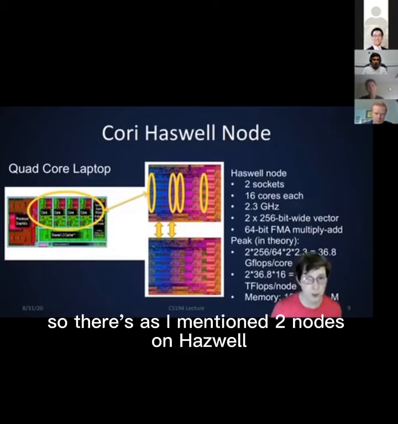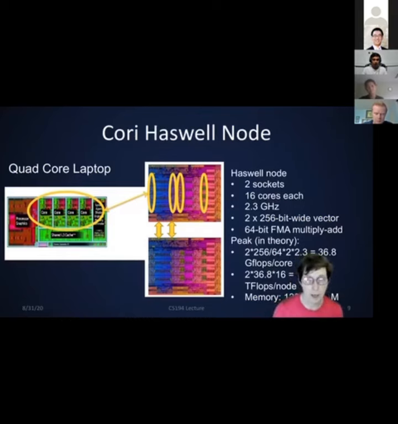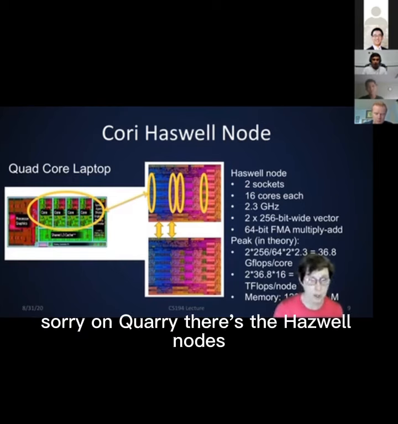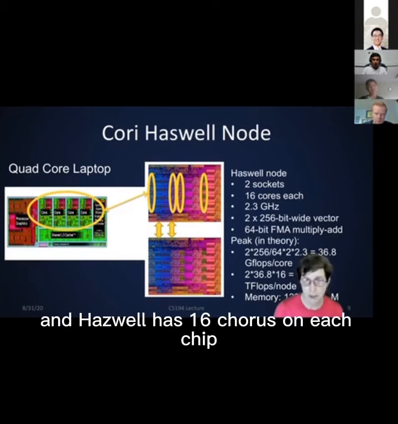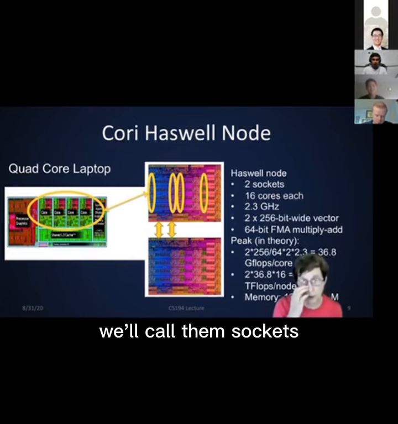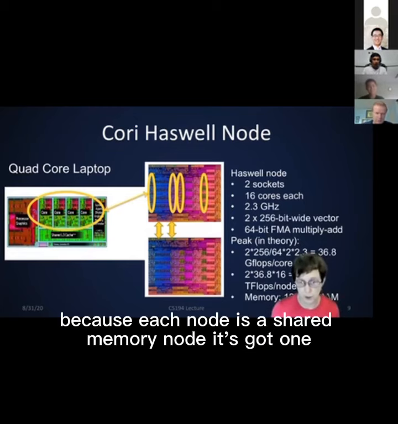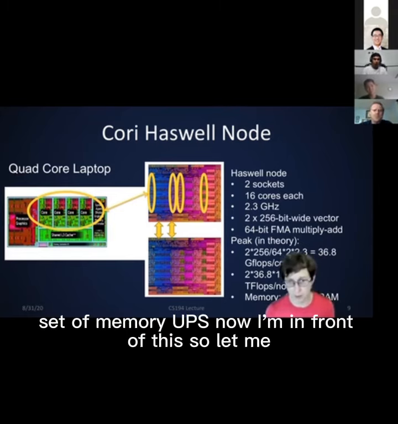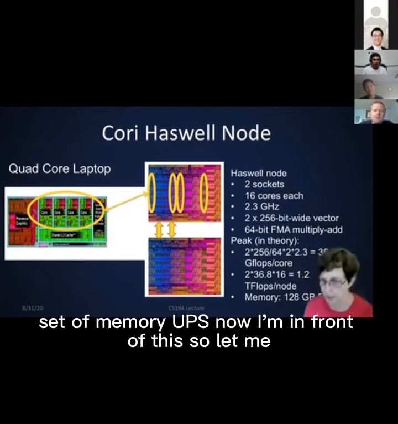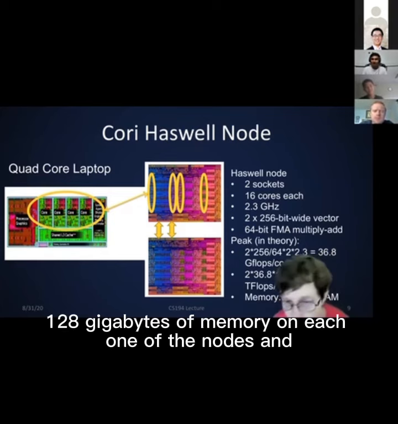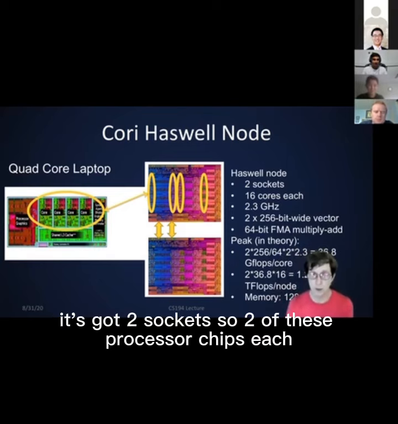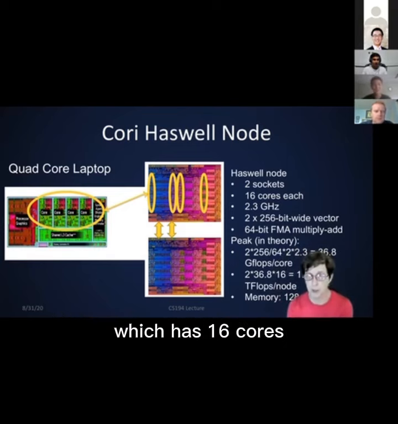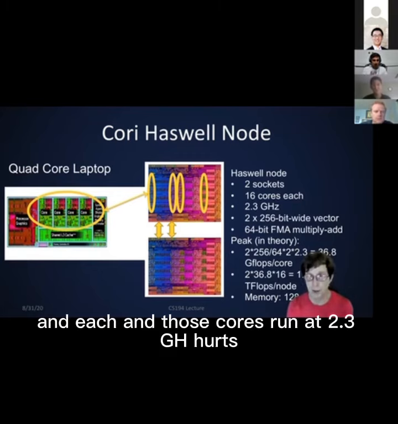So there's, as I mentioned, two node types on Cori. There's the Haswell nodes, and Haswell has 16 cores on each chip. We'll call them sockets because each node is a shared memory node. It's got one set of memory. It's got 128 gigabytes of memory on each one of the nodes. And it's got two sockets, so two of these processor chips, each of which has 16 cores, and those cores run at 2.3 gigahertz.